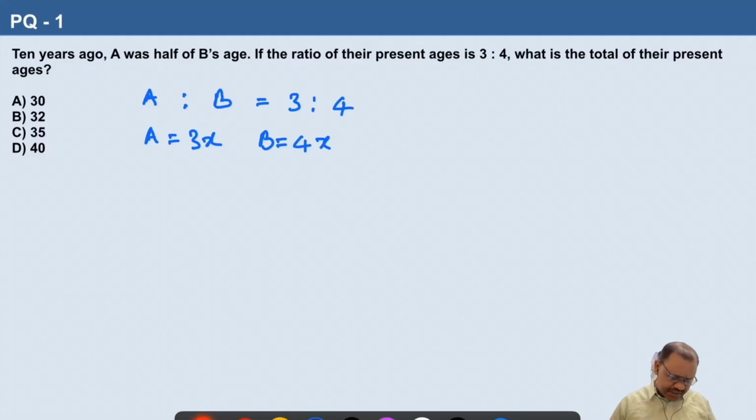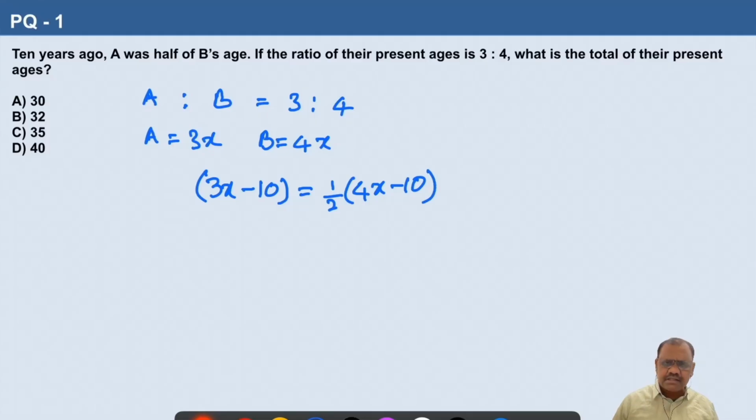So the equation is 10 years ago, so we have to subtract 10 from both. A was half of B's age. So this is the equation that we can form. A is 3x minus 10, B is 4x minus 10. So A is half of B's age. So now let us solve this linear equation.